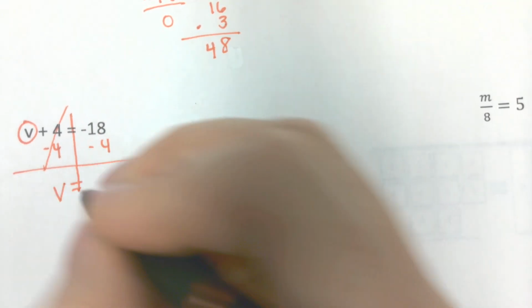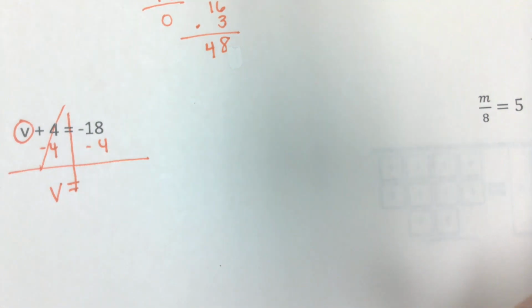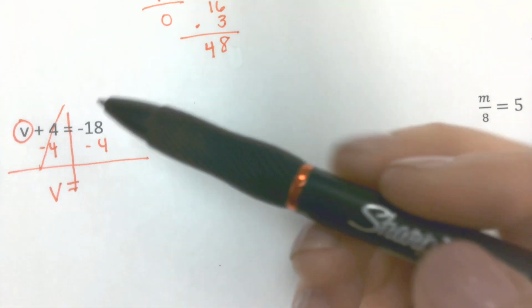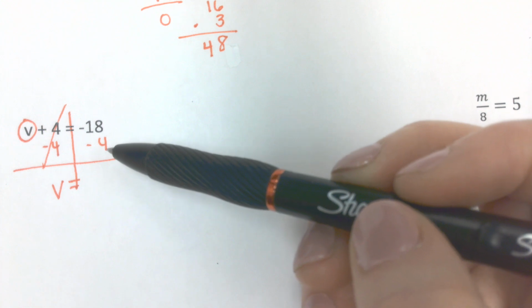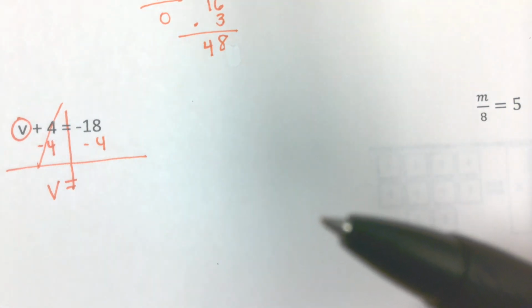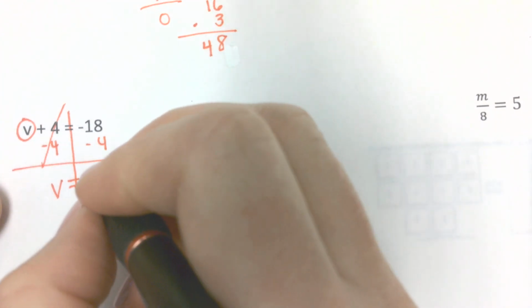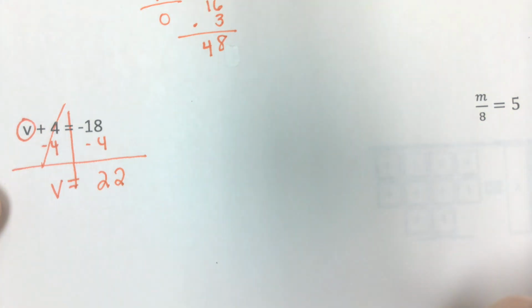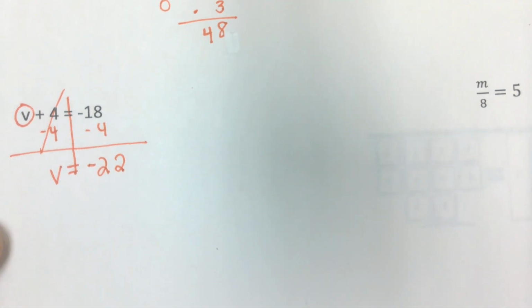So V equals, I have negative 18 and negative 4. Anytime I'm dealing with numbers, I always want to relate it to money because it just makes more sense to me that way. So let's say I owe somebody $18 and then I owe somebody else $4. I add those together because I want to know how much money I have. 18 plus 4 is 22, but I still owe people money. So it's negative. I don't have money. I'm in the negative.